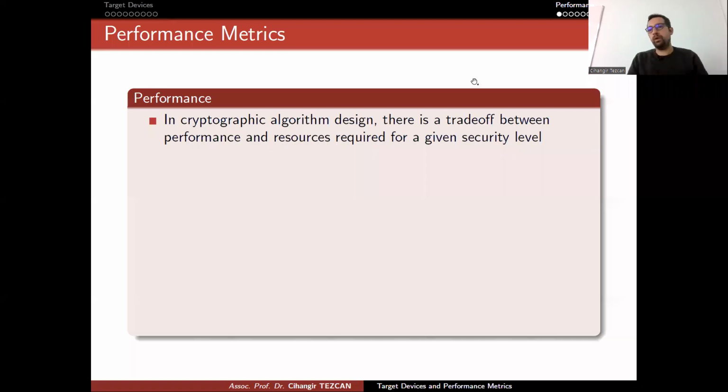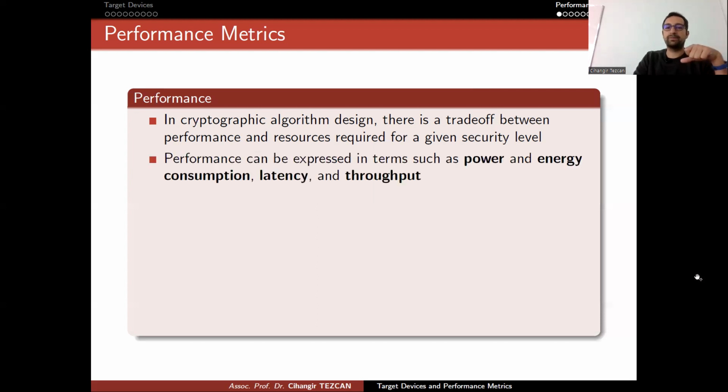So being lightweight is not only about the size, it is also about the performance. We are assuming, of course, it has enough security, so we need to consider the performance. In cryptographic algorithm design, there's a trade-off between performance and resources required for a given security level. For instance, you can add more operations to have a more secure design, but putting more operations results in slower performance, right? So there's a sweet spot that you want to hit where you have the best performance and the best security. This is one of the aims.